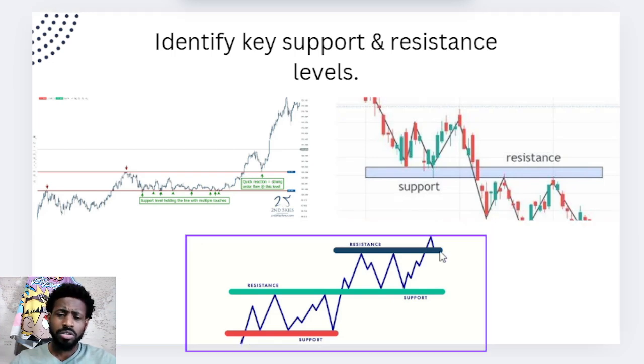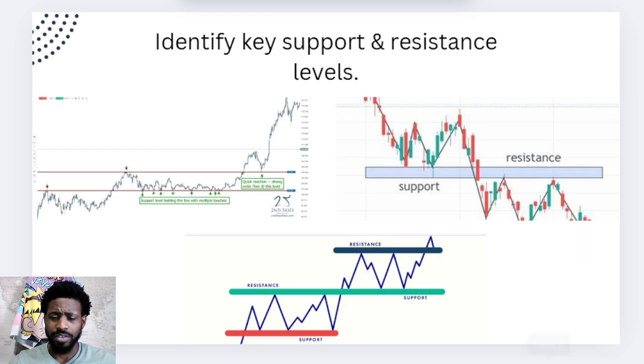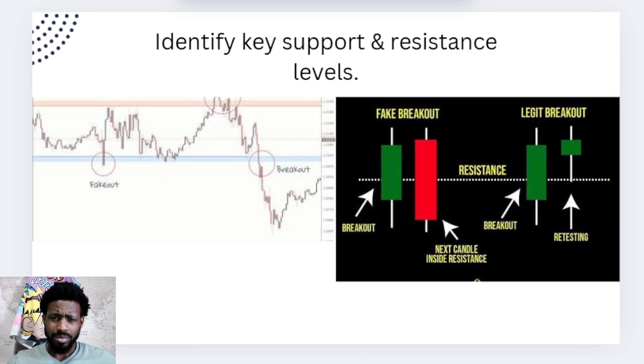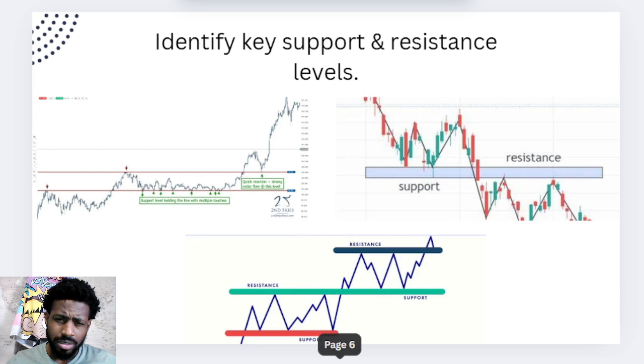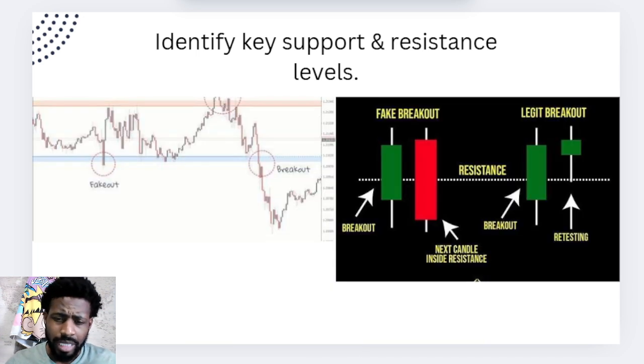Okay, so you do need your confirmations. You also need your entry bars as well. That's why strategy is very important. And the next slide we're going to talk about is identifying support and resistance. The key support and resistance.